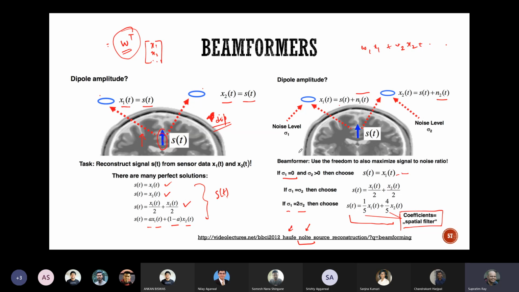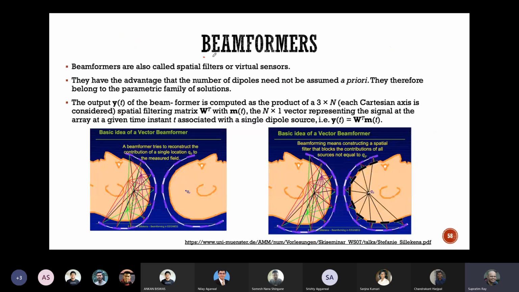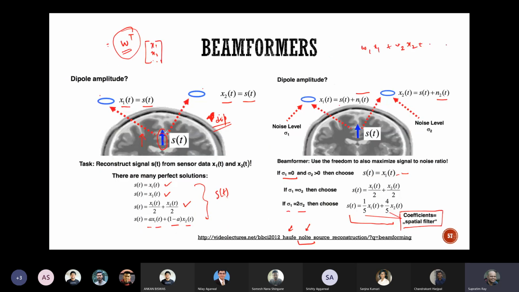Okay, that's where the term beamformer comes about, but there's more here. So what is a beamformer? It's a spatial filter, or you can think of it as a virtual sensor, because I'm looking at a linear combination of the real sensors. The advantage is that you don't need to assume the dipole locations a priori. If you give a dipole location, it will give you a solution, a set of weight vectors to find the dipole at a particular location.